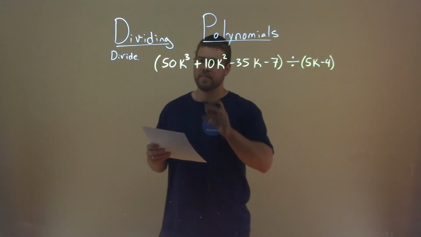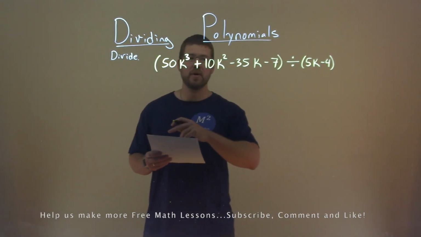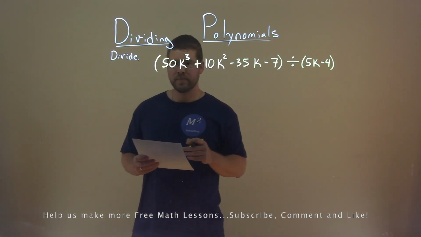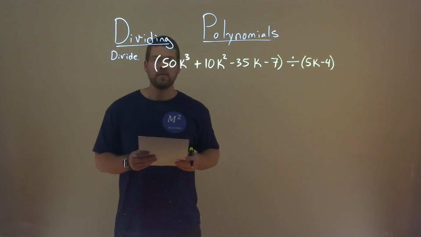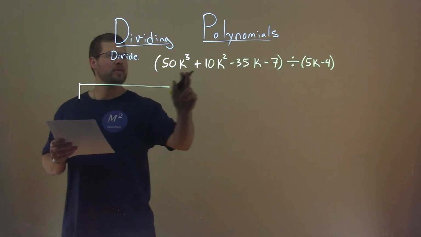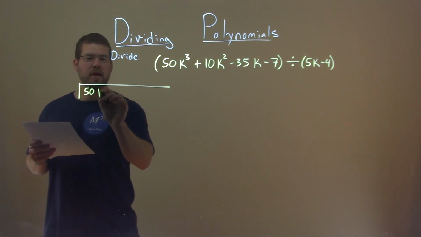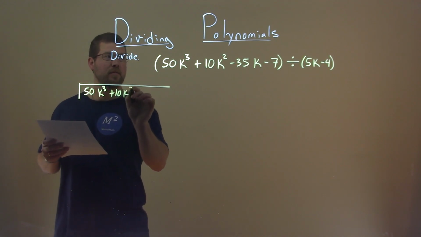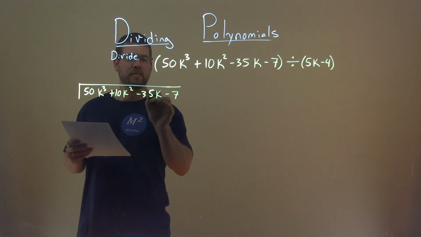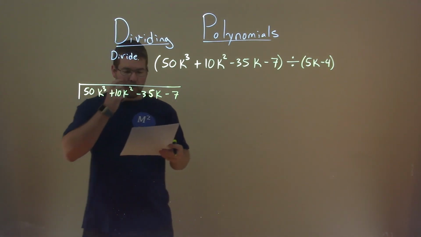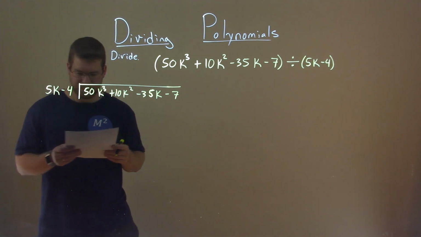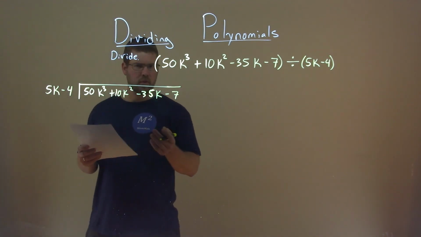We're given this problem right here, 50k to the third power plus 10k squared minus 35k minus 7 divided by 5k minus 4, and we need to divide this. So let's go do some long division here. Let's set it up. Okay, we're going to put this on the inside, 50k to the third plus 10k squared minus 35k minus 7. And we're dividing that by 5k minus 4. So we can put that here, 5k minus 4.